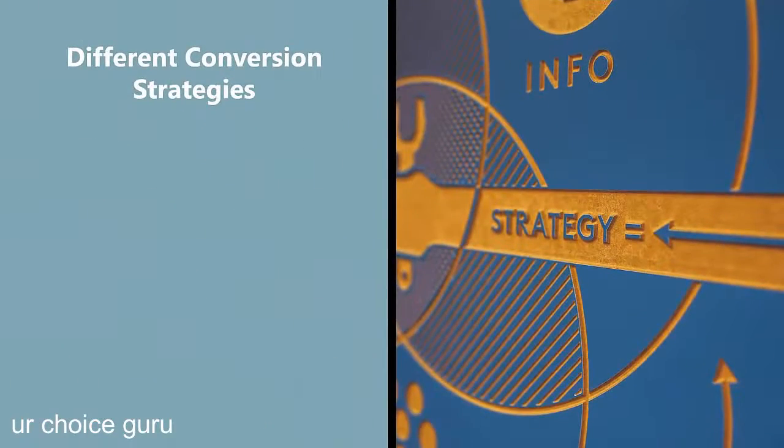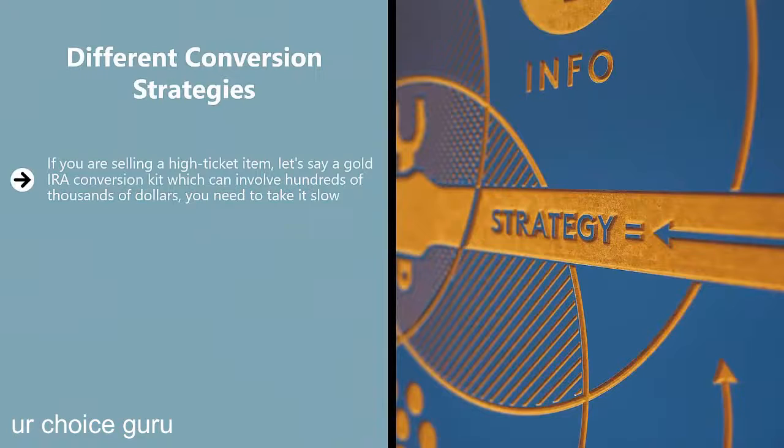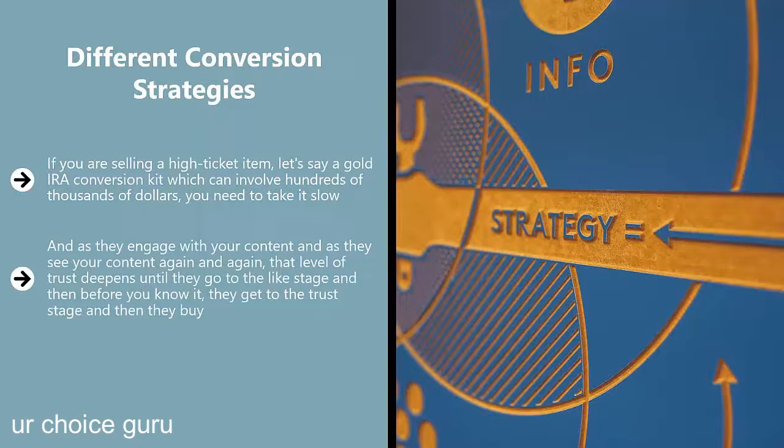Different conversion strategies. If you are selling a high-ticket item, let's say a gold IRA conversion kit which can involve hundreds of thousands of dollars, you need to take it slow. You need to basically drip feed information to your audience so they can build trust over an extended period of time. As they engage with your content and see it again and again, that level of trust deepens until they get to the like stage, and then the trust stage, and then they buy.